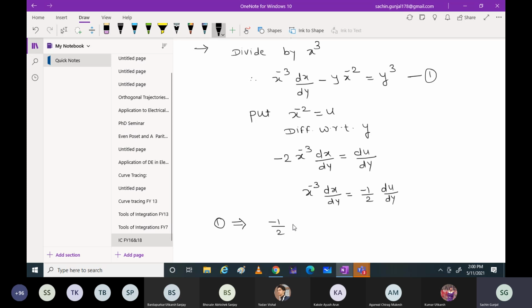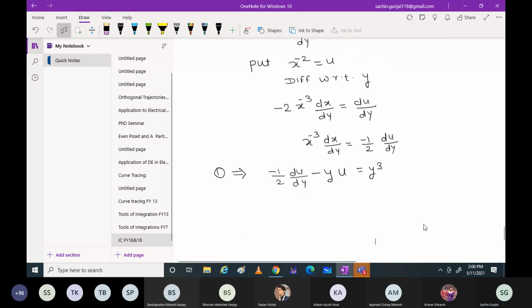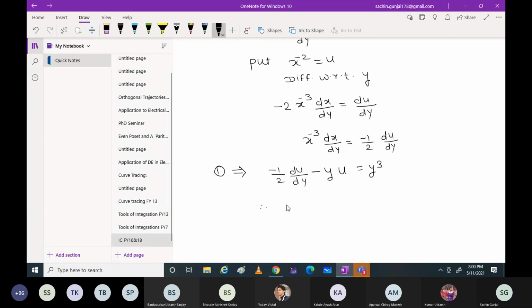Okay, so this differential equation 1 becomes minus 1 by 2 du by dy minus this y as it is, x raised to minus 2 is u equal to y cube. Okay. Now multiply by minus 2. So therefore, du by dy plus 2yu is equal to minus 2y cube. Up to this step, any doubt? No, sir. Okay. Now this becomes linear in u.